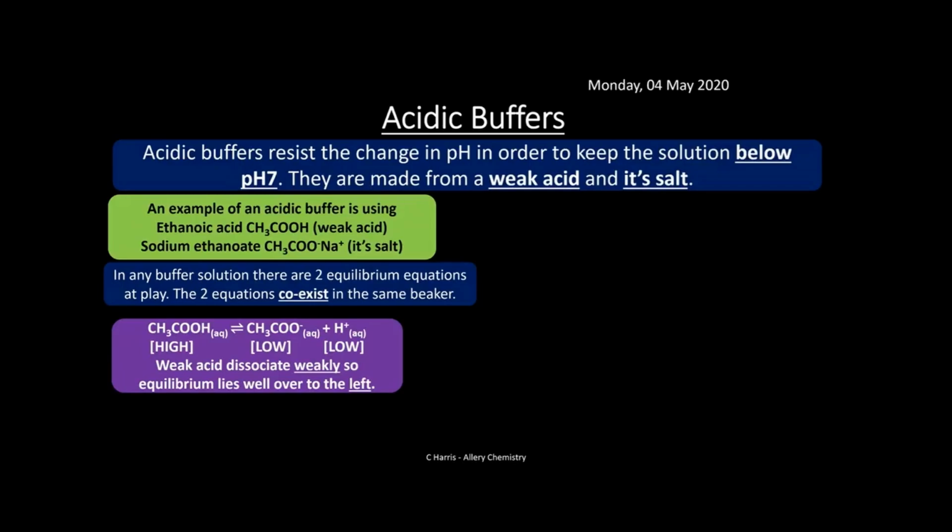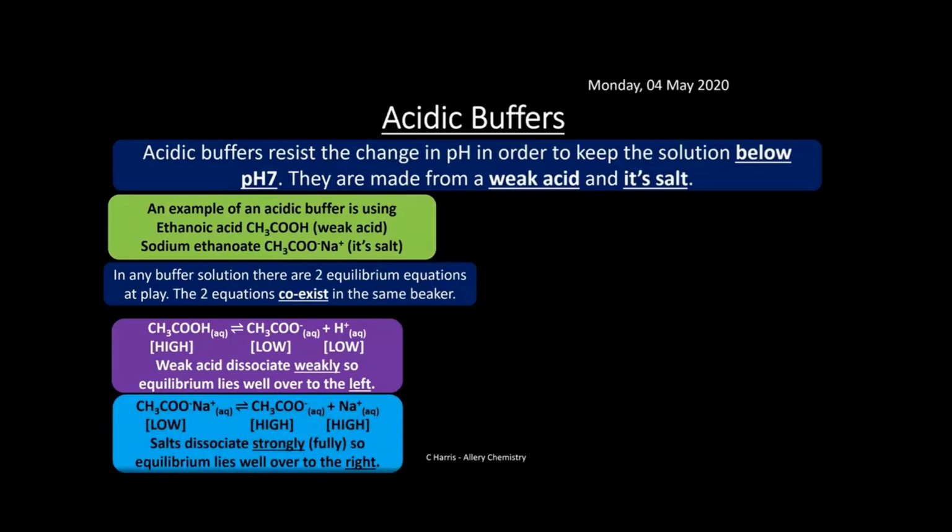Equation 1 is the weak acid, which is dissociating to form the ion and the H+ ion. So we've got large amounts of this acid. Remember, a weak acid dissociates poorly. So we have lots of this and not much of this. So equilibrium is well over to the left. We have a large amount of acid molecules.